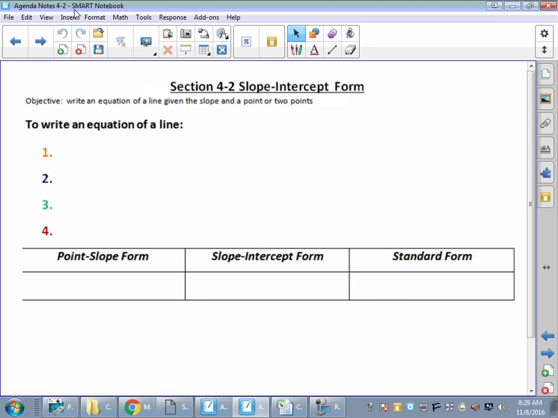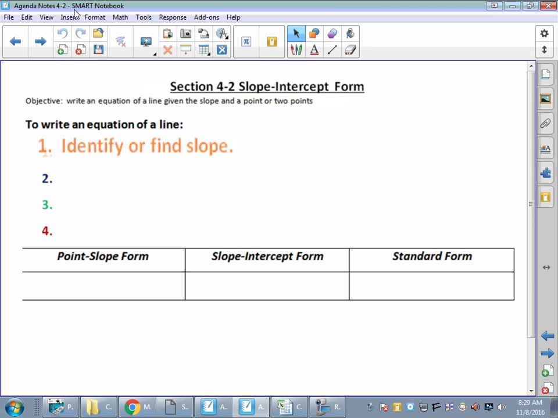So our objective is to write an equation of a line when we have information. And then we're going to write that equation of the line in different forms. So we did standard form. We talked about point slope in section 4.3. Now we're going to kind of work between all of them.